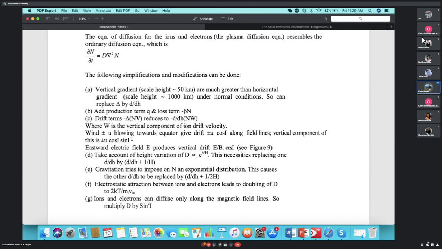Similarly, an eastward electric field produces a vertical drift E cross B, then cos I, okay? The electric field, because there is a magnetic field also, because B is there now. Now we are talking about the magnetic field, or field lines, also. So E and B together will push up or pull down the charged particles depending on the direction of the electric field.